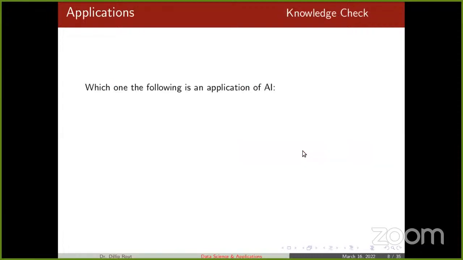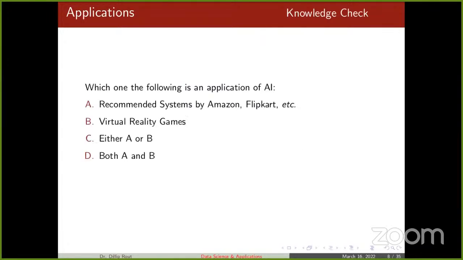Okay, and if you look at what we discussed, which of the following is an application of AI? We can say recommendation systems by Amazon, Flipkart, or virtual reality games. If you look at it, actually we have done both. So answer D is correct.